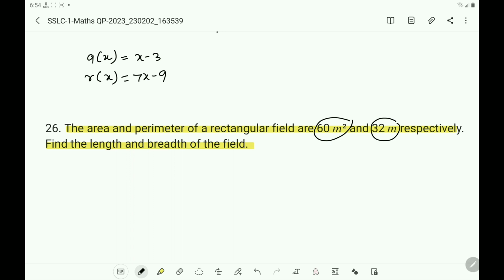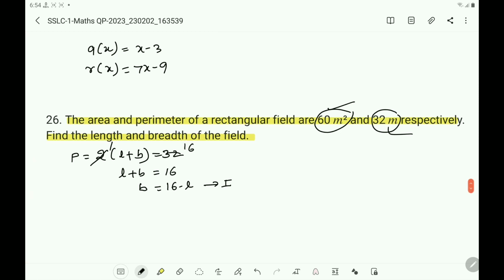So you write P equals what? 2 into L plus B, which is the perimeter of a rectangle, that is given how much? 32. Then 2 ones are 2, 16s are. Then you write L plus B equals 16. Now you convert this into L equals or B equals. Then if you write B equals, it becomes 16 minus L. Consider this is first. You can also write it as L equals or B equals.